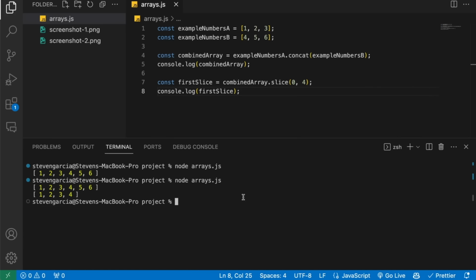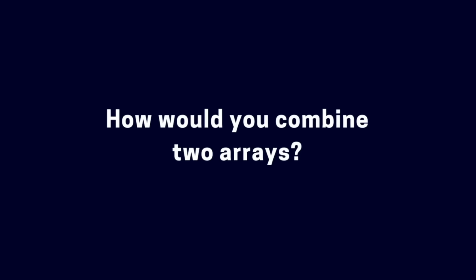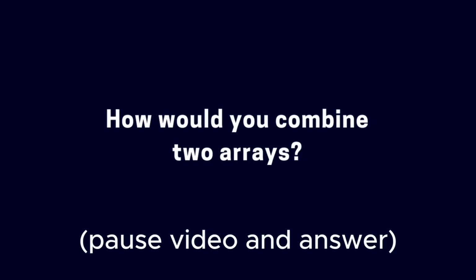So these are the two methods to combine and slice arrays. If you're performing this with primitive values, then the elements will be passed by copy. However, if you're dealing with objects, then the elements will be passed by reference. How would you combine two arrays?